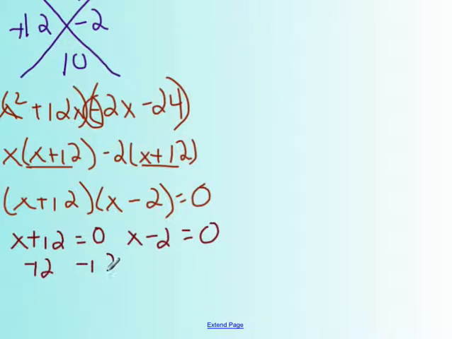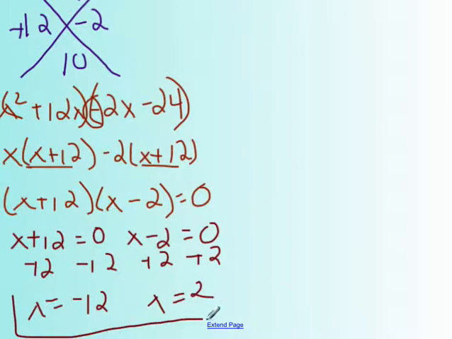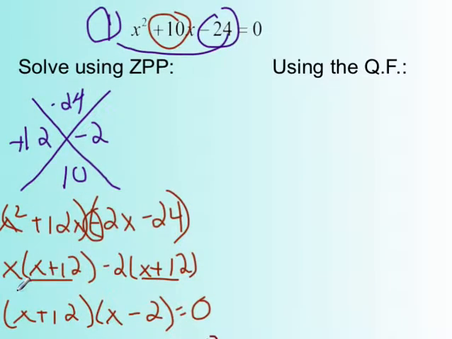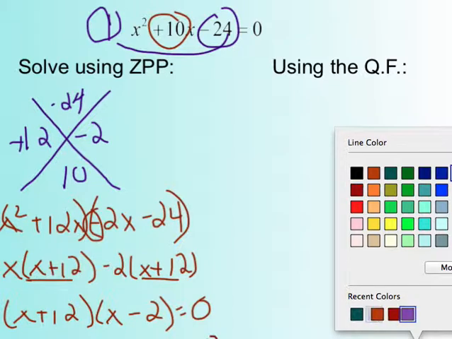For the first one, we're going to subtract 12 from both sides, and we get that x is equal to -12. For this one, we're going to add 2 to both sides, and we get that x is equal to 2. So x is equal to -12, and x is equal to 2. So that's our final answer when we use the zero product property. Now let's use the quadratic formula.